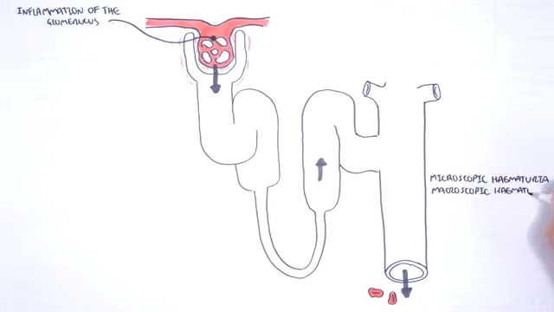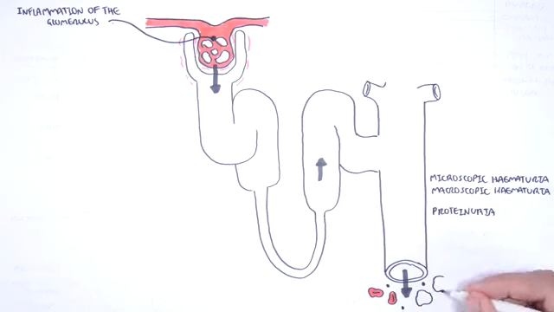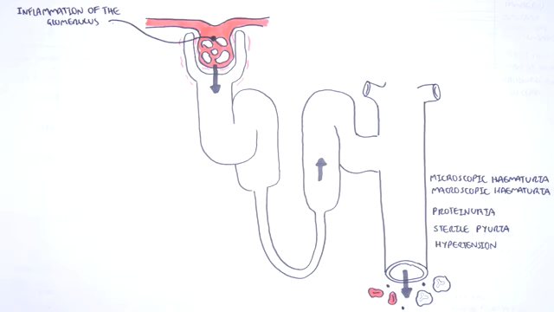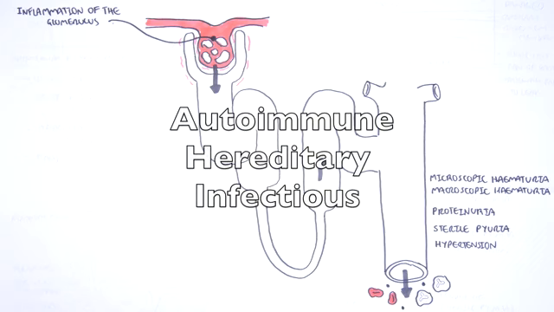hematuria, proteinuria, leukocyturia without evidence of infection, and so it is sterile, as well as hypertension. Other features include acute kidney injury from inflammation, and depending on the etiology, you can get extrarenal involvement such as a rash and arthralgia, or even alveolar hemorrhage. It can be caused by a variety of conditions, including autoimmune, hereditary, and infectious diseases.